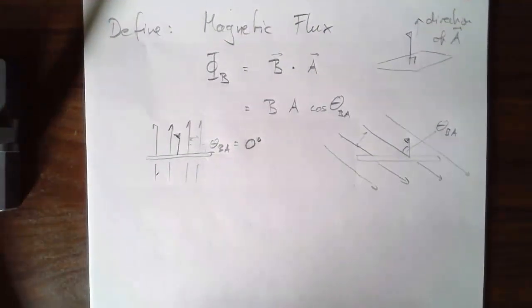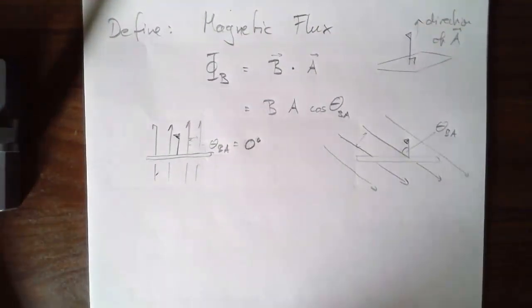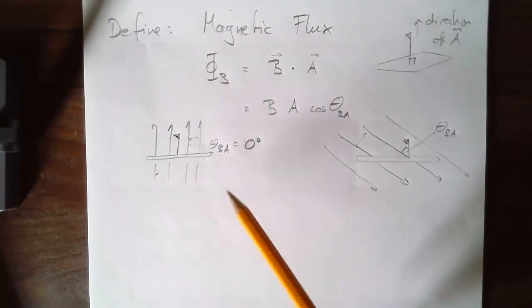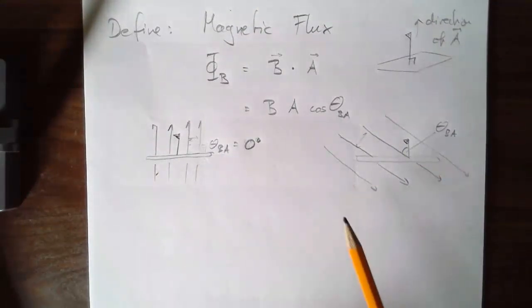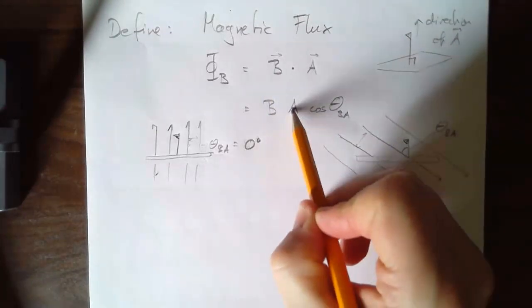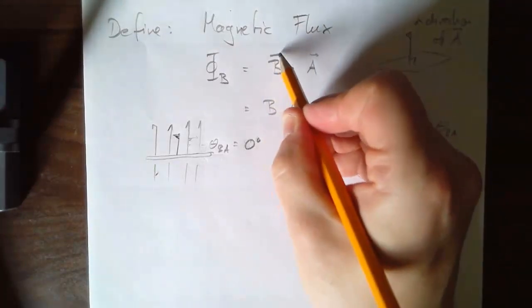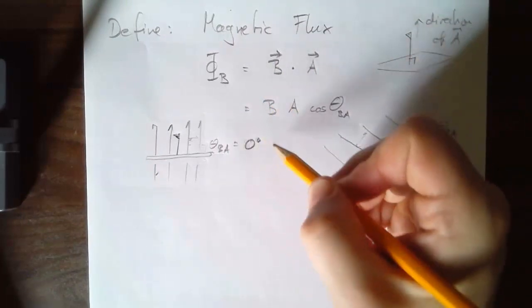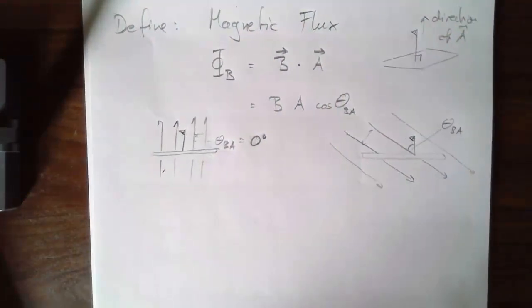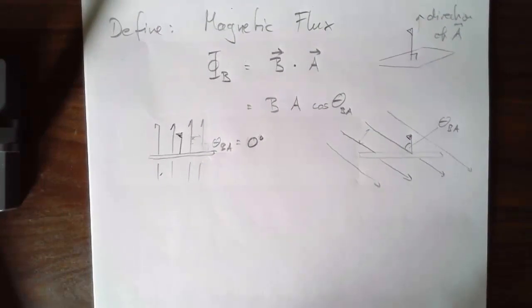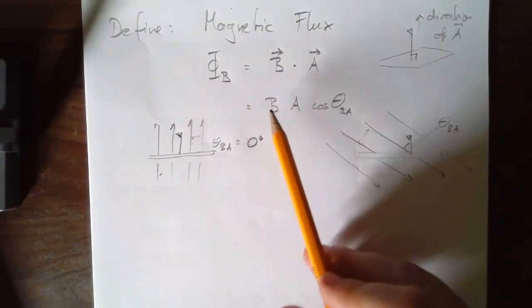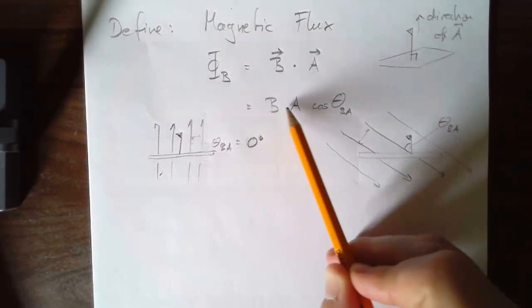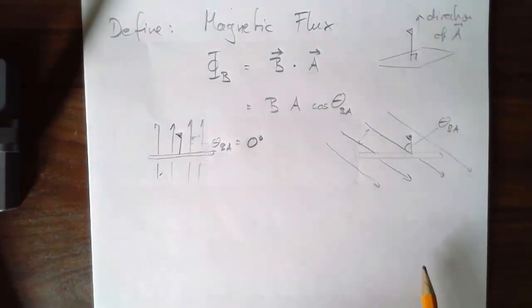Again, if you're struggling with this concept, go back to what you learned about electric flux, because it's exactly the same. And of course, when I write the B and A without the arrow, I just mean the magnitudes. I could be writing an absolute value with an arrow, but it becomes notationally cumbersome. So I'm just going to use the convention that if I don't write the arrow, I just mean the magnitude of the quantities.